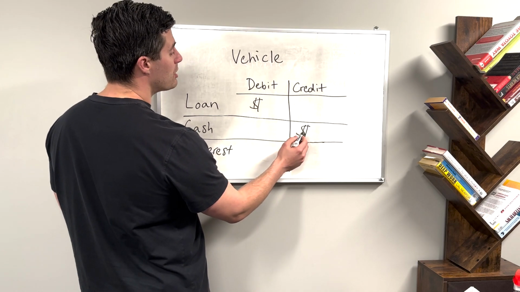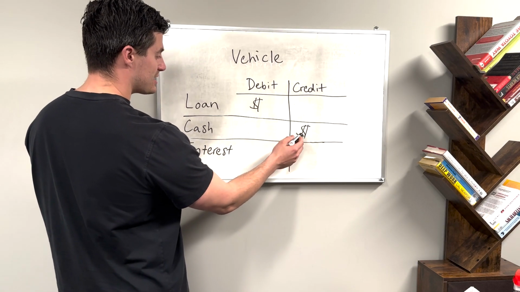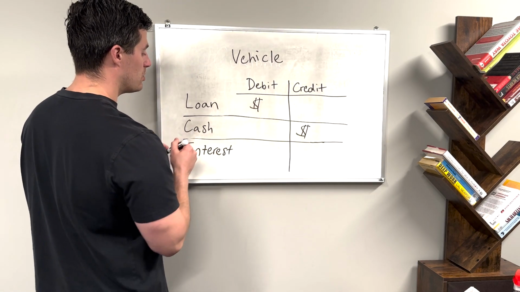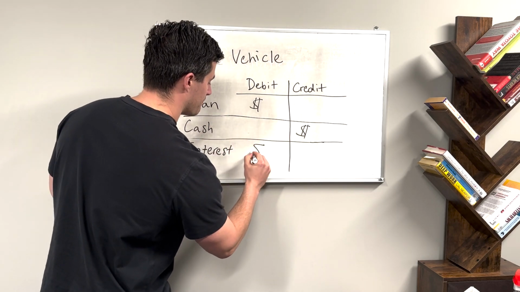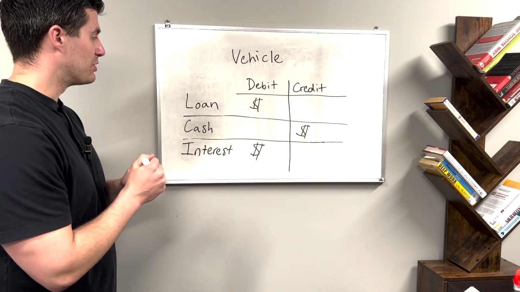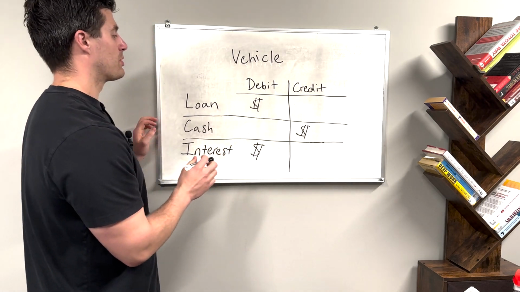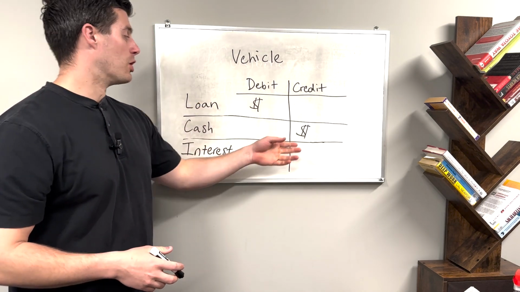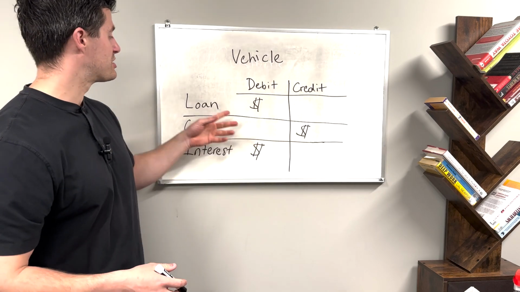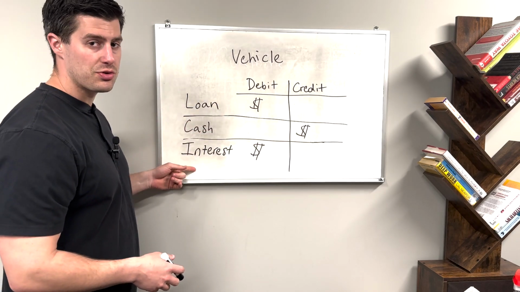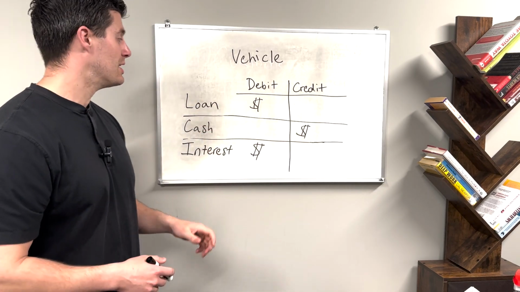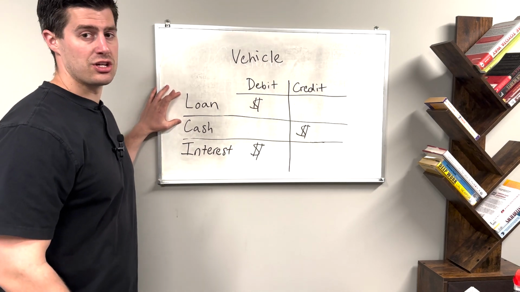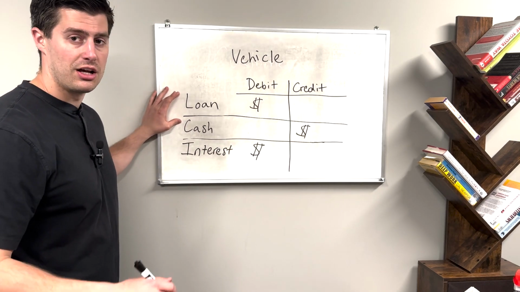We need to find out how much of this cash, this credit to cash, how much of that went towards the loan and how much of that actually went towards interest. So if we look at our monthly loan statement, we're going to see two numbers. We're going to see the total amount come out of our checking account split into the loan amount and interest amount. And it's important that you capture this because this loan and this cash is not affecting your profit or loss or your income statement.